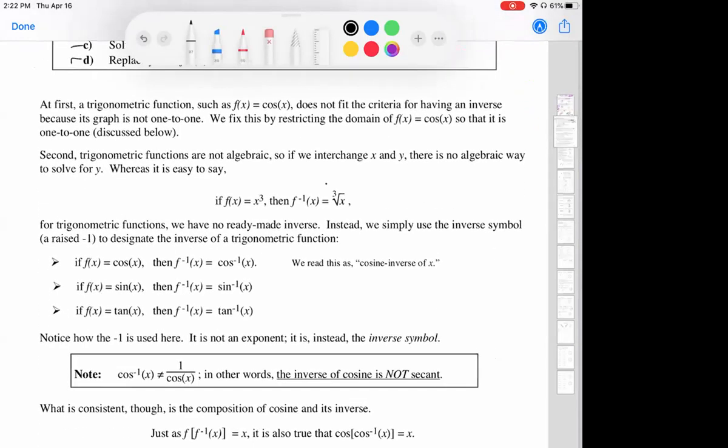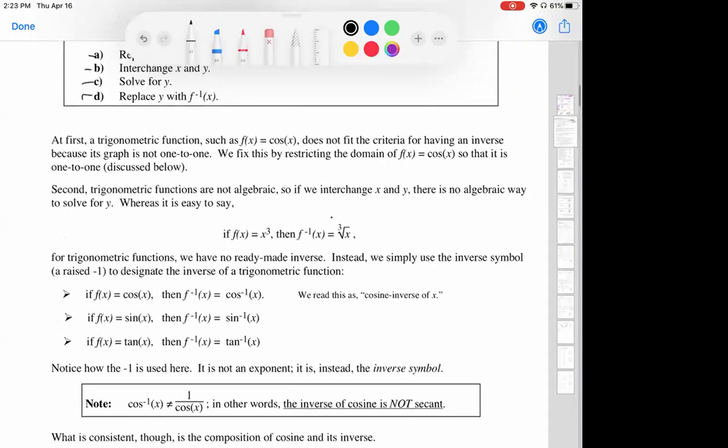At first, a trigonometric function such as f of x equals cosine of x does not fit the criteria for having an inverse because of its graph. Its graph is not one-to-one, right? Cosine is a wave. It is a function, but it's not a one-to-one function. We fix this by restricting the domain of f of x equals cosine of x so that it's one-to-one, discussed below.